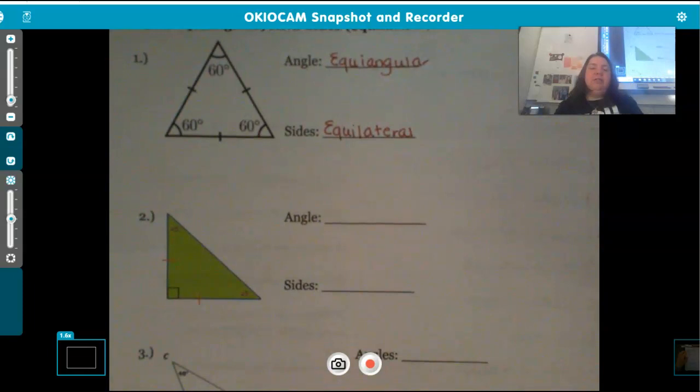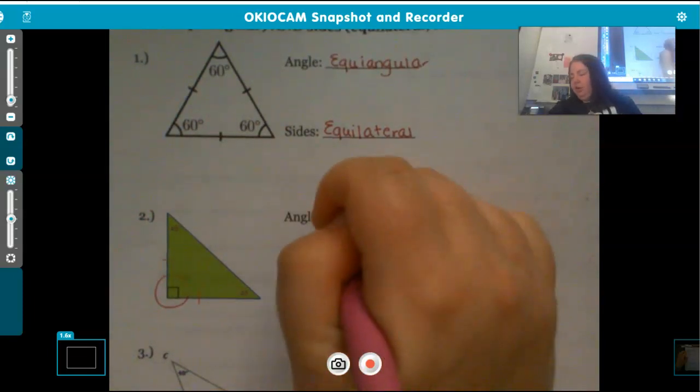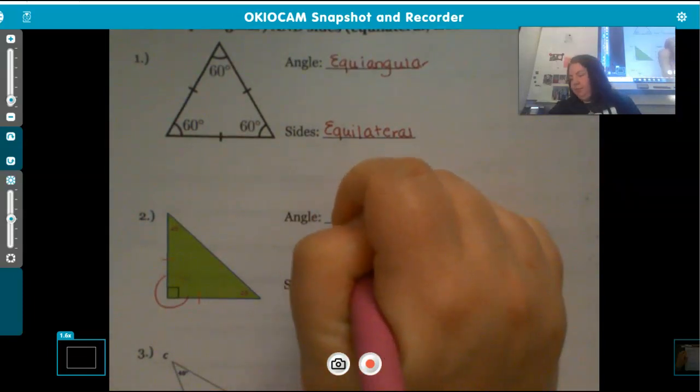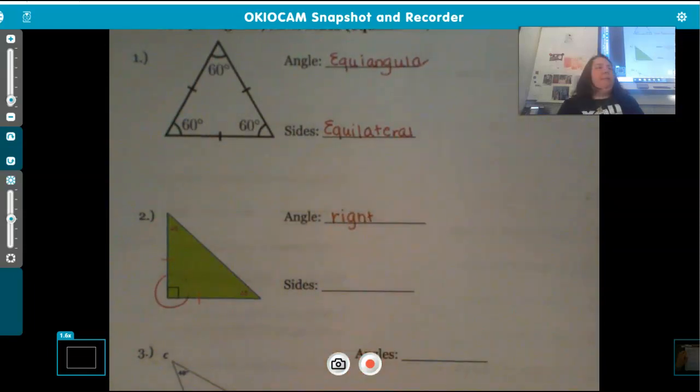All right, let's look at our next one. By angle, what kind of triangle is this? Acute, right, obtuse, or equiangular? Right. When we see this, we automatically know that is a right triangle. What about by sides? How many sides are congruent in this? 2. What kind of triangle has 2 congruent sides? Isosceles.